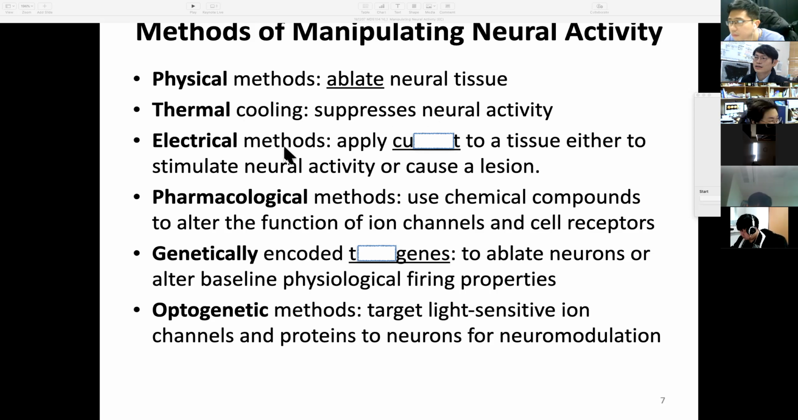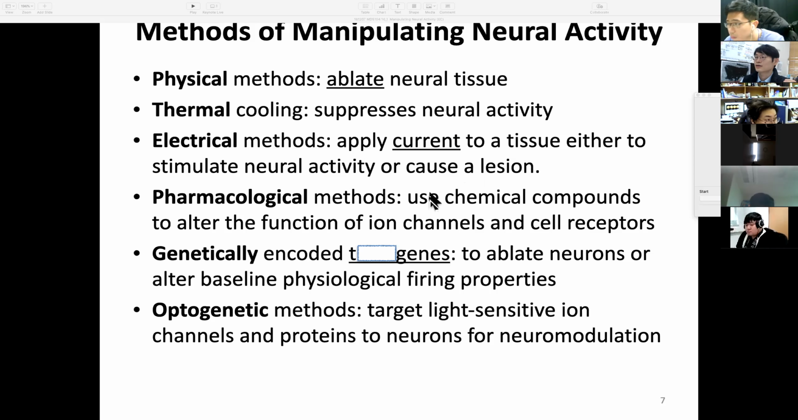Another method is electrical: applying current to a tissue, either to stimulate or to cause a lesion. One cool way is to use electrical stimulation, and then at the end of the study, you can cause a lesion by electrocautery, so that later on you can check by histology. I'll show you an example.